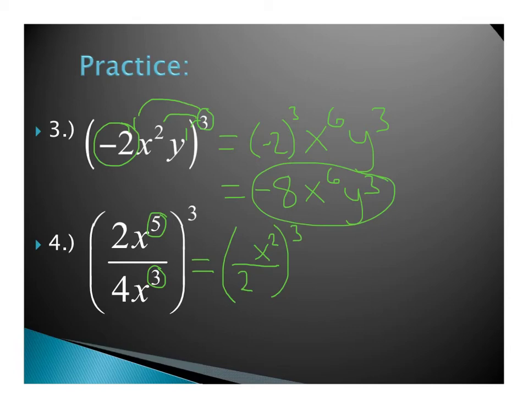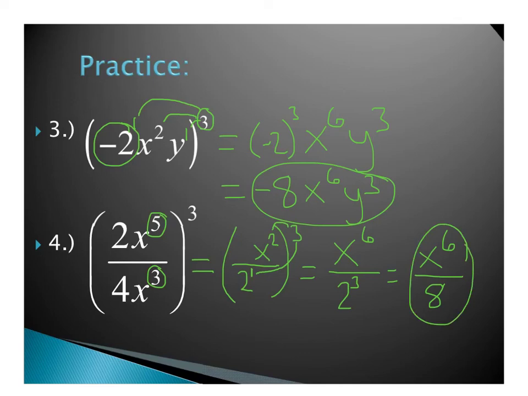Well, I can take this 3 and multiply that to the 2, but keep in mind it's a little different for just a number. I have to think about this as 2 to the first, so this 3 is going to get multiplied by the 1 right there. I'm going to have x to the, well, 2 times 3 is 6, and then 1 times 3 is 3. So x to the sixth all over, well, 2 cubed is 8. There's my final answer.